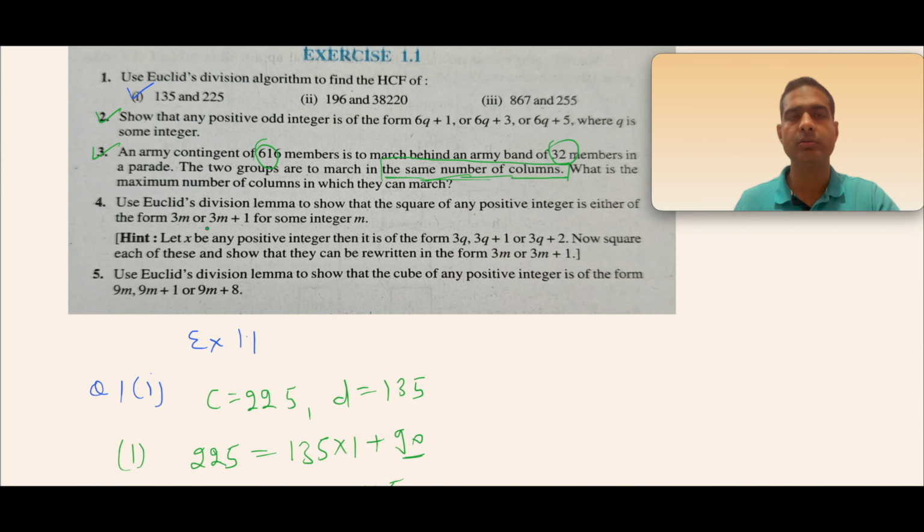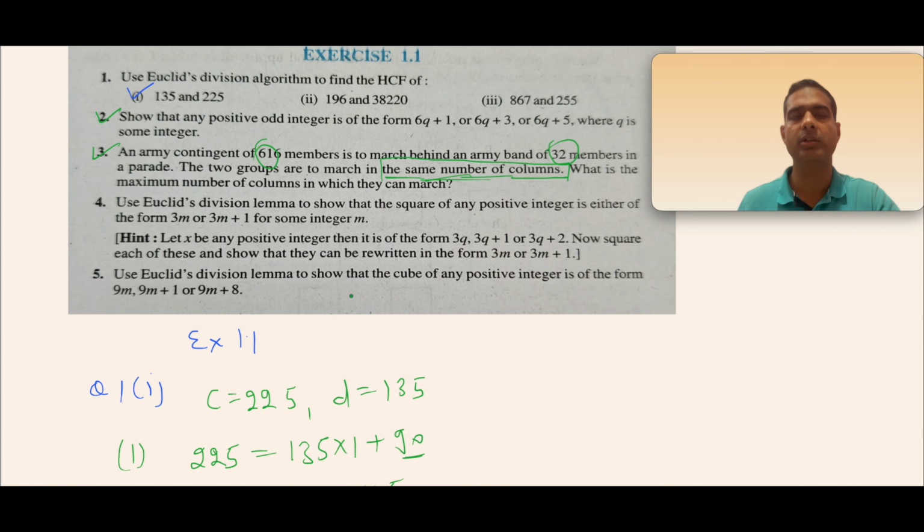Question number 4. Use Euclid's division lemma to show that the square of any positive integer is either of the form 3m or 3m plus 1. So you can try this on your own. The hint is also given. We can assume x to be any positive integer, then it will be of the form given, and we can square that and check.